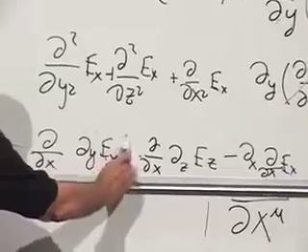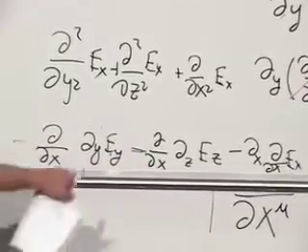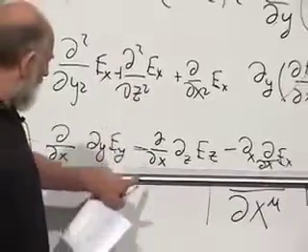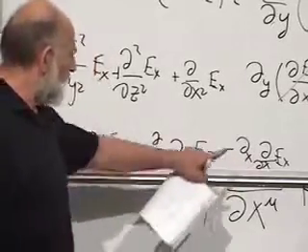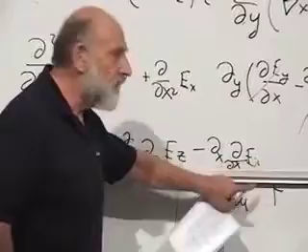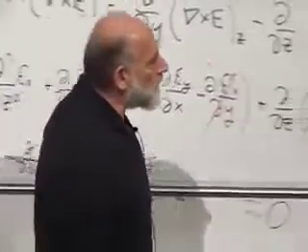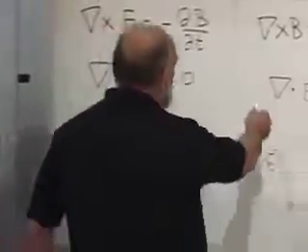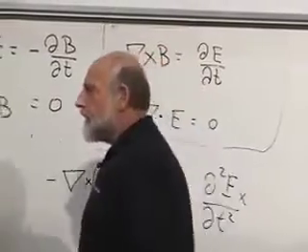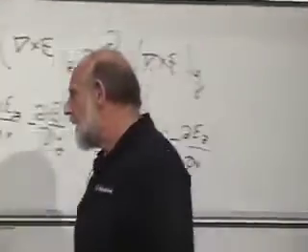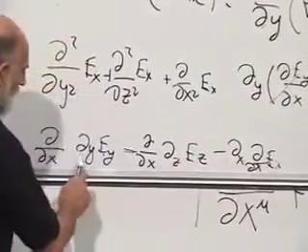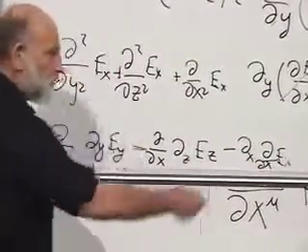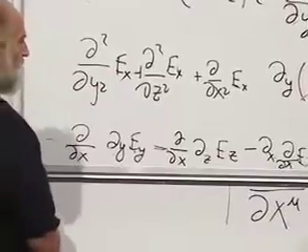There's an overall sign mistake here. Yeah. dy Ey, dz Ez, and dx Ex appear inside here. What is that? That's just del dot E. But del dot E is equal to 0. That's one of Maxwell's equations. And so all of this, dx Ex plus dy Ey plus dz Ez, is just 0. Not there at all.